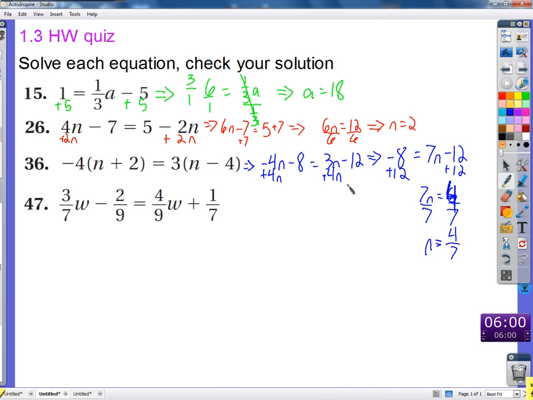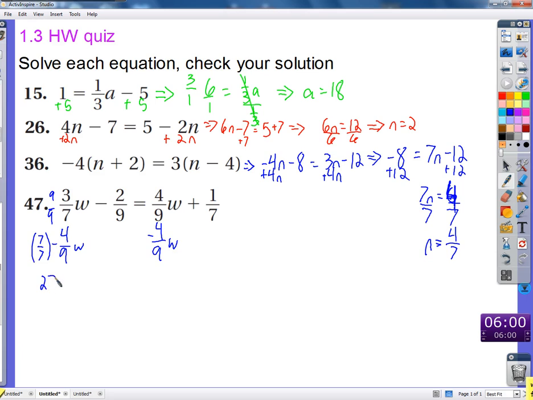Because I can't add this fraction to that fraction, they're not like terms. We have to subtract 4/9 from 3/7. Right, that's all I was saying. So now, if we do that, absolutely we need to find a common denominator. What's the common denominator going to be? 63. We're going to multiply this one by 9 over 9, and this one by 7 over 7.